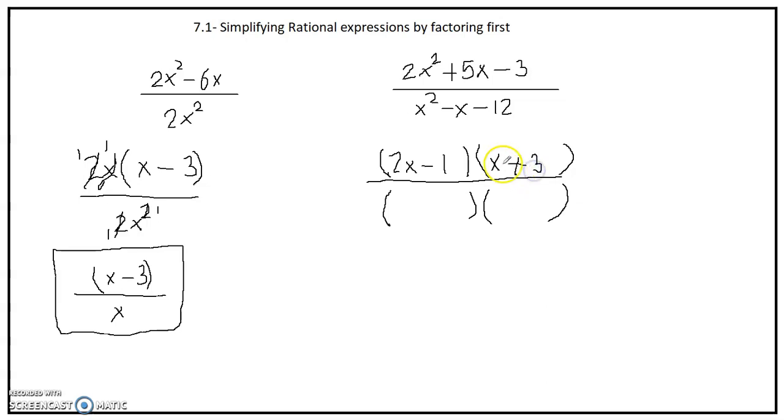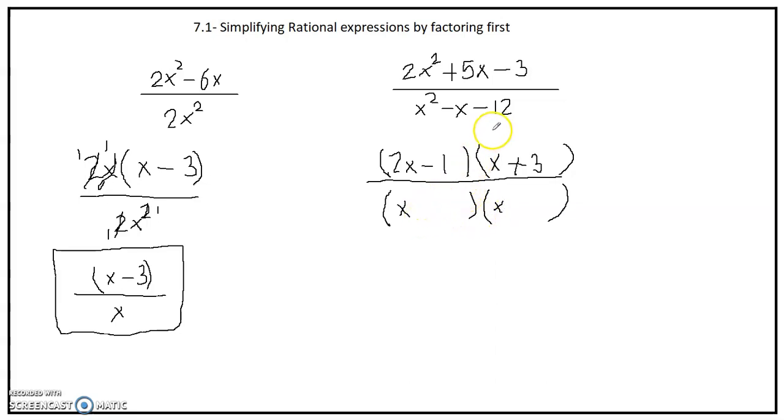Now let's check. 2x times positive 3 gives us positive 6x. Adding to that, if you do negative 1 times x, it's negative x. So positive 6x minus x gives us positive 5x. And also negative 1 times positive 3 gives us negative 3. Alright, in the bottom we'll have x. Since there's a coefficient of 1, we'll just have x and x.